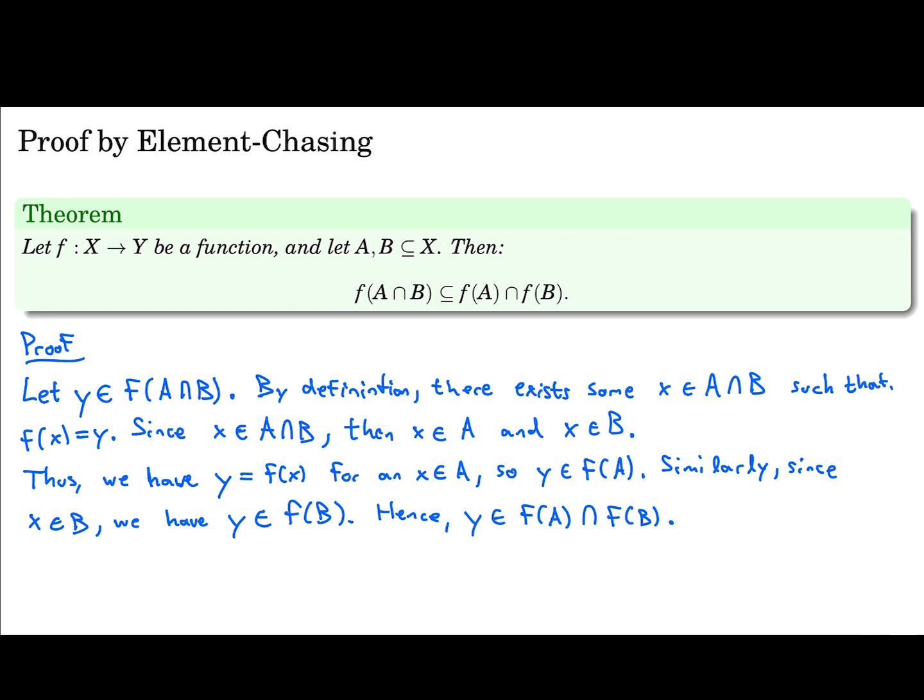So we took an element y in f of A intersection B, and we showed that it is always the case that when this happens, then y is also going to belong to f of A intersection f of B. And that is the definition of containment. And so with this, we are done.